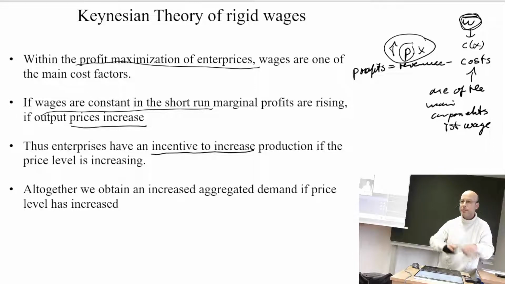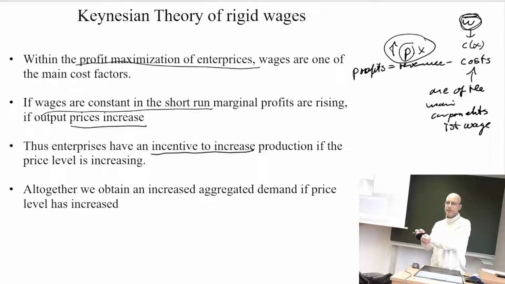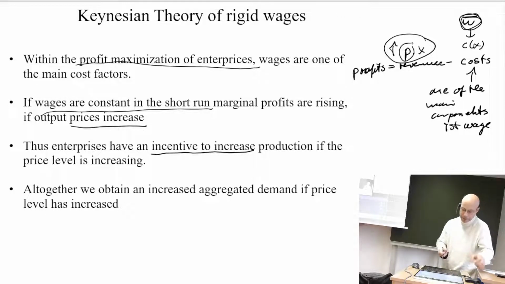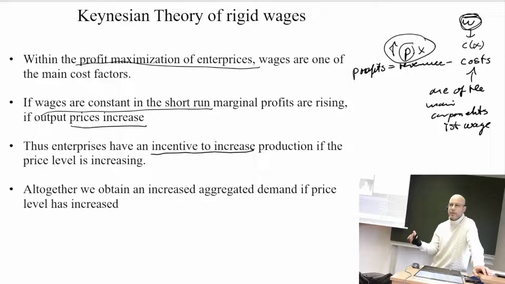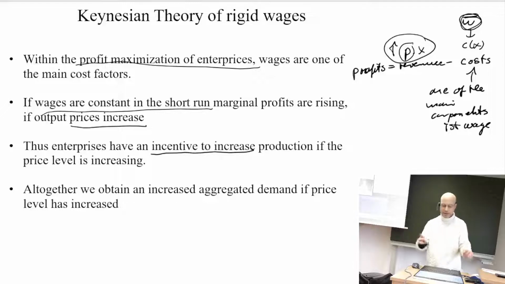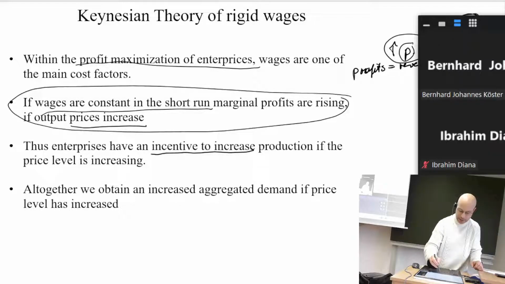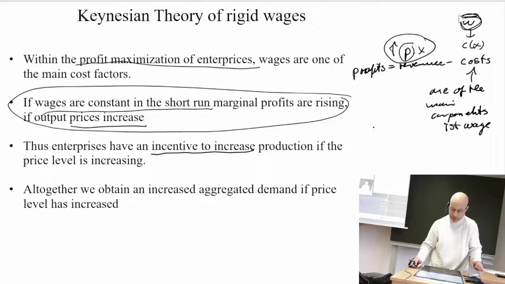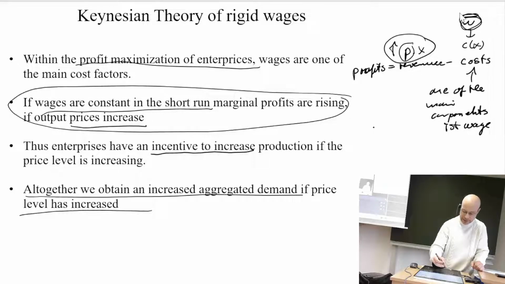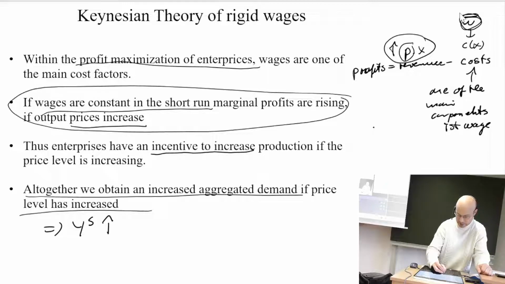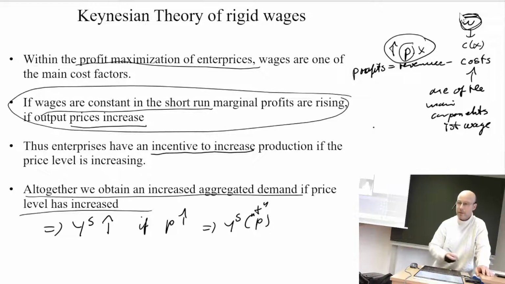So revenue is rising, costs are not rising that fast, and this means then that I have an incentive to increase my production. And if I go then to my whole economy, that there is a reasonable amount of enterprises which can do this, then we obtain altogether that aggregated supply increases if prices are increasing. So we obtain then a dependence which is, so to speak, positive.